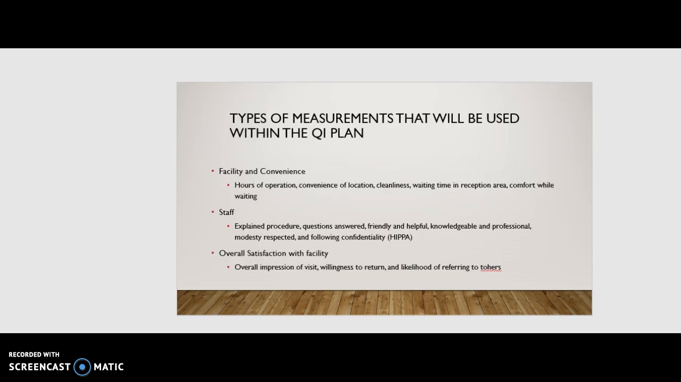Types of measurements that will be used within the QI plan: facility and convenience, staff, and overall satisfaction within the facility. Questions would involve hours of operation, convenience of location, cleanliness, waiting time in reception areas, and comfort while waiting. Staff questions would be focused on explaining procedures, answering questions, being friendly and helpful, knowledgeable and professional, showing modesty and respect, and following confidentiality, for example HIPAA. Overall satisfaction with the facility will also be measured within the QI plan: overall impression of the visit, willingness to return, and likelihood to refer to others.